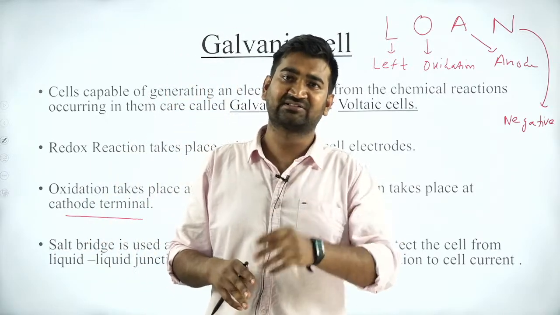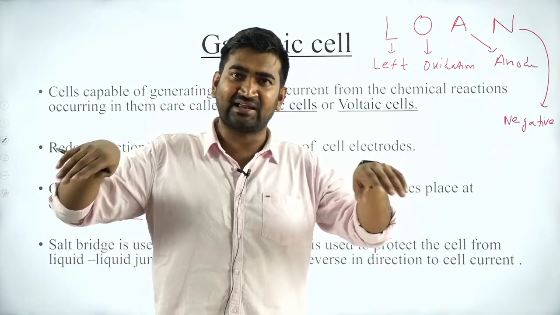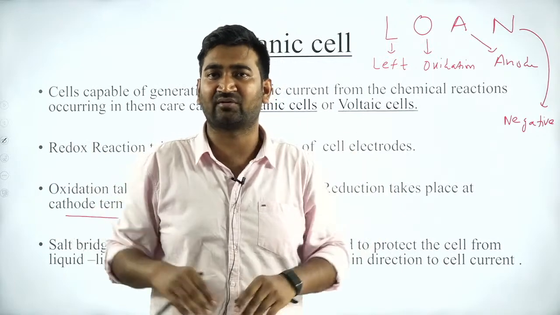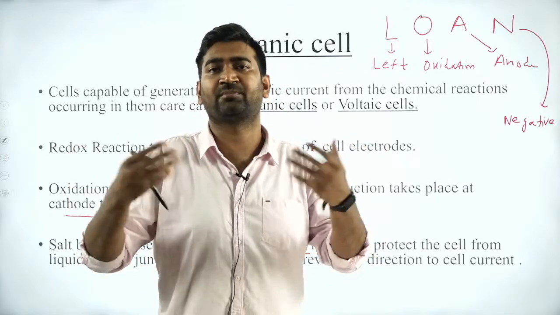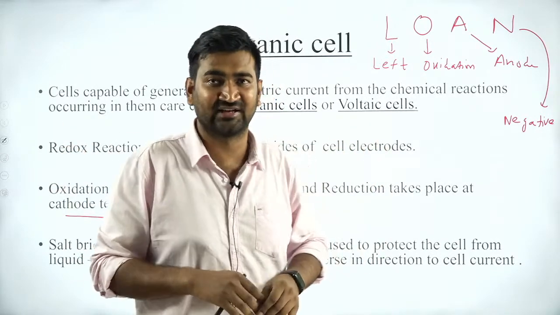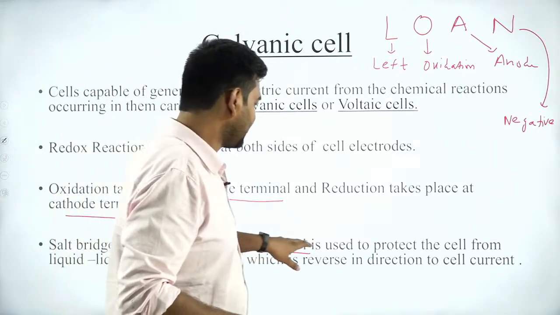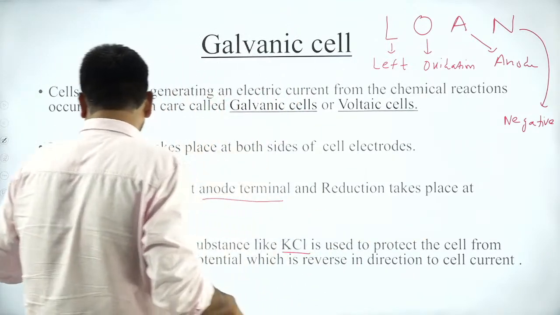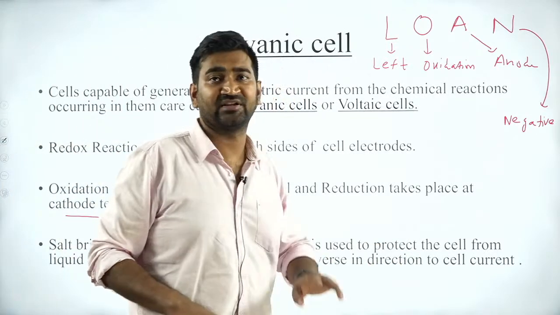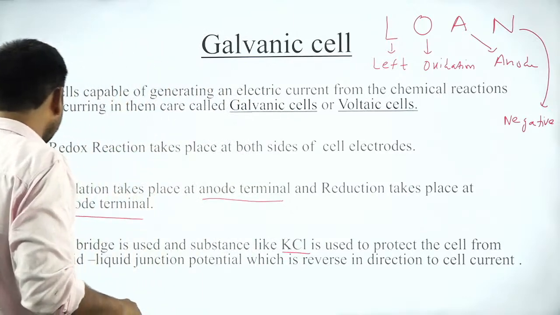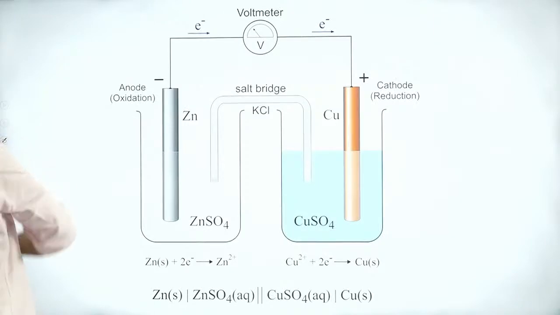So to protect our cell, what do we use? We use salt bridge, which will nullify the effects of the extra accumulation of the positive charges or the negative charges, and that is how our cell keeps on working till our electrode material is there. So salt bridge is used, and a substance like KCl is used to protect the cell from liquid-liquid junction potential, which is reverse in direction to the cell current. Okay. So it is very important, otherwise the cell will not be in the working condition.